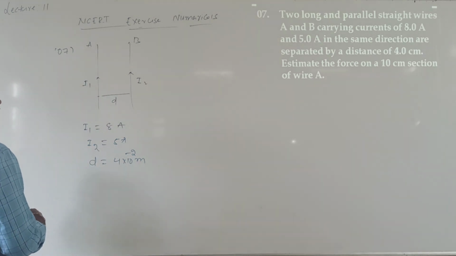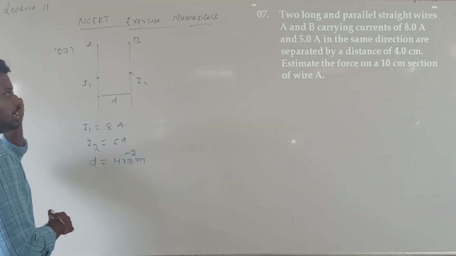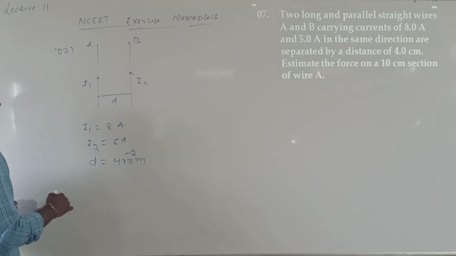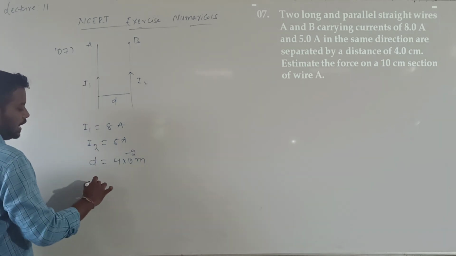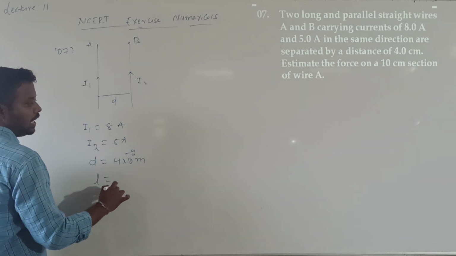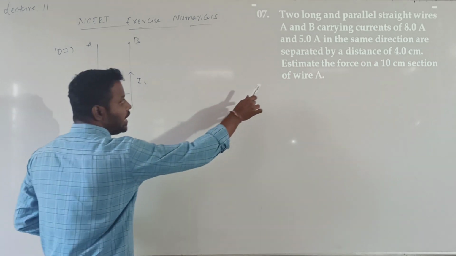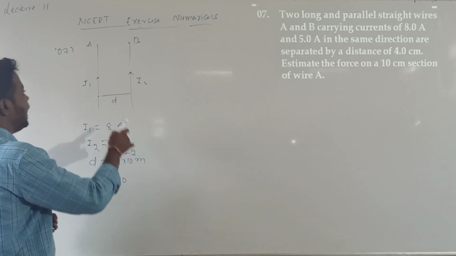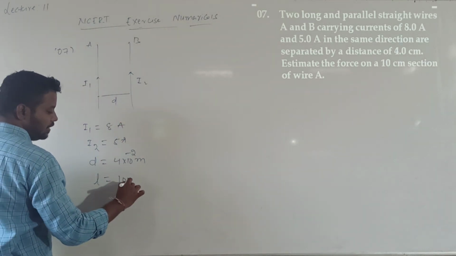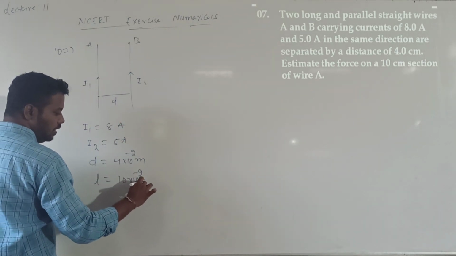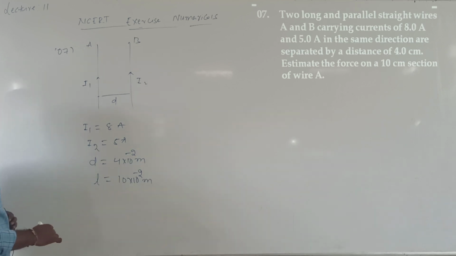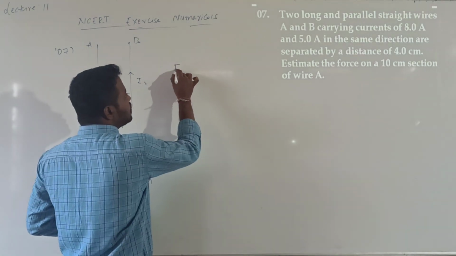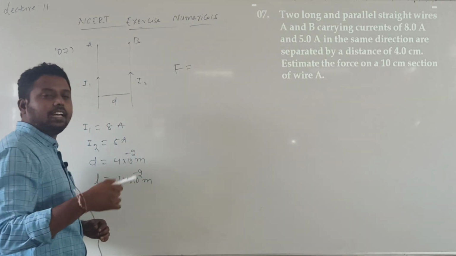Then they are asking us to calculate the force value, and they have also given the length of A. So A's length is 10 centimeters. They are asking to estimate the force on a 10 centimeter section of A. That is, A's length is 10 centimeters, 10 into 10 to the power of minus 2. What is the formula for force between two parallel current carrying conductors?